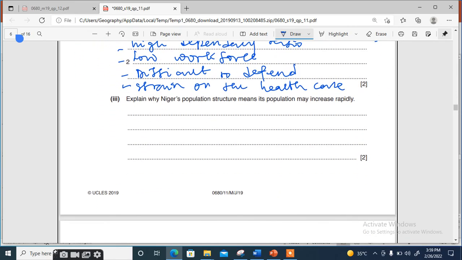Next is, explain why Niger's population structure means the population may increase rapidly. And why will the population increase rapidly? Because they have a large number of people within the childbearing age. So here they are asking you for the reason for the increase in population. So there will be a high birth rate.